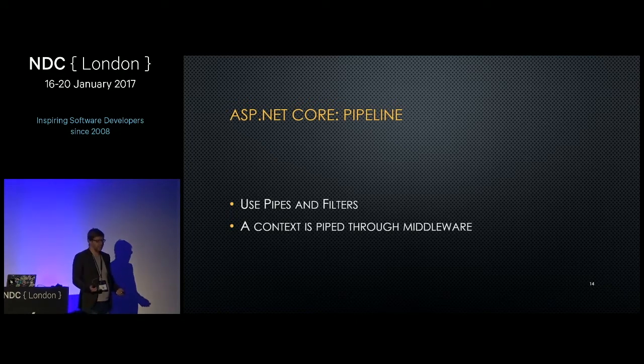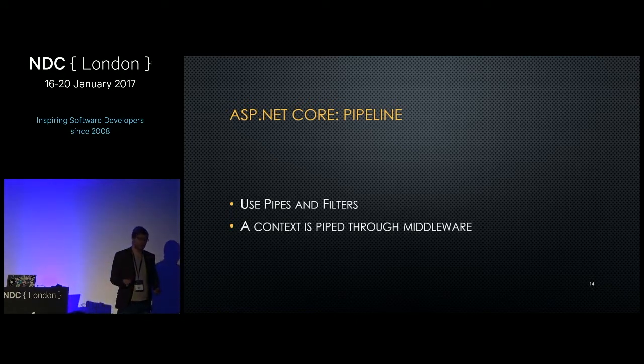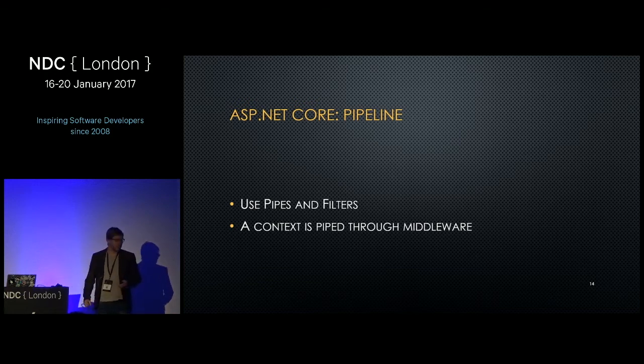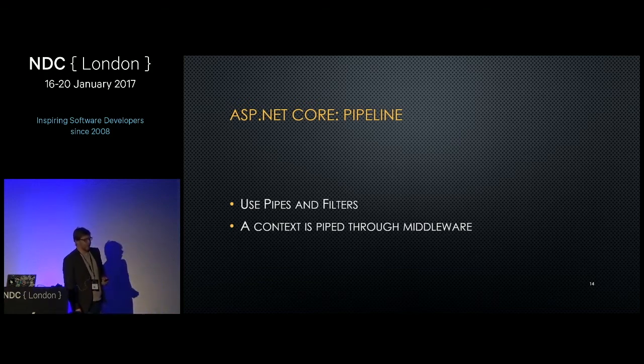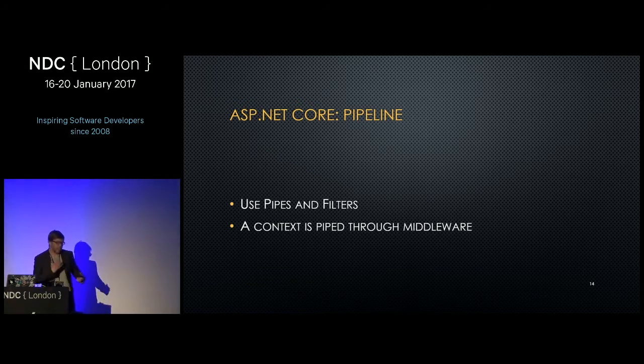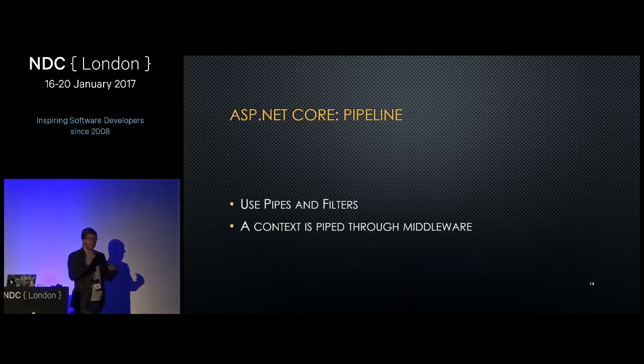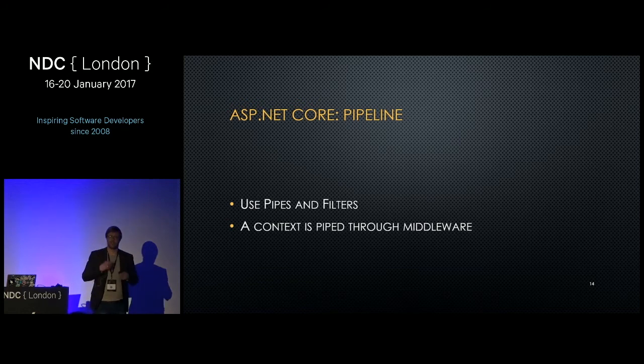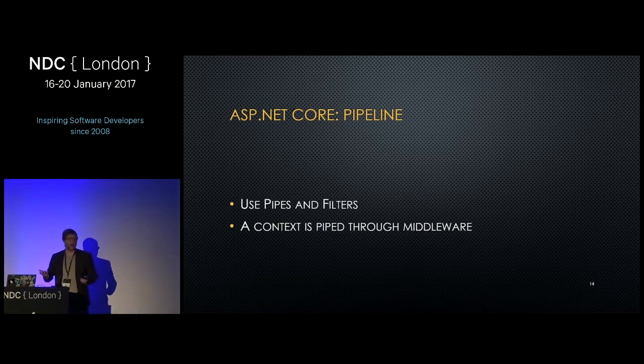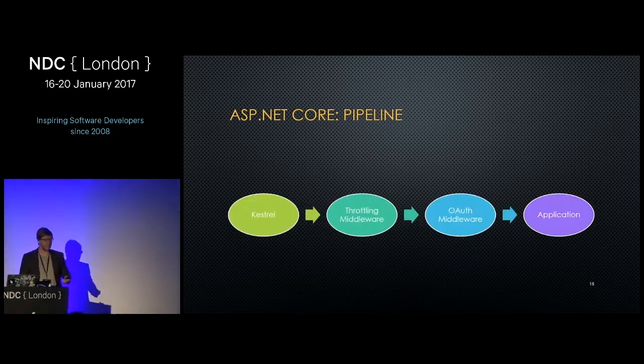And the way the request gets piped through is through what's called the context. So we're going to look at the context object as well a bit later in the talk. And the context holds everything regarding the HTTP request and everything regarding the HTTP response as well. And the middleware are like the filters in the pipes and filters pattern. And it looks like this. And you can sort of go on and have more complicated scenarios in there.